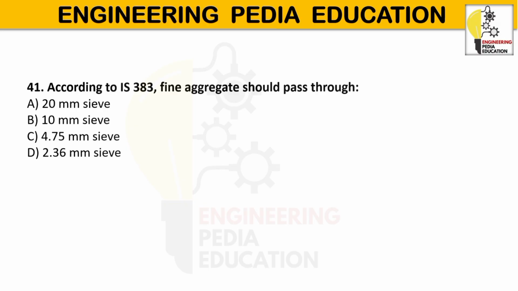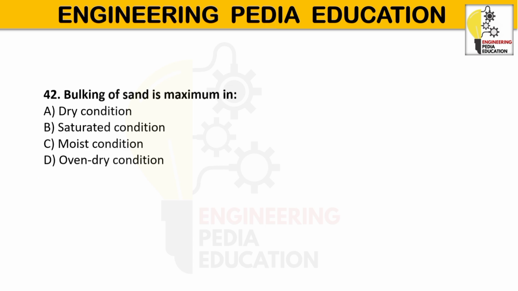According to IS 383, fine aggregate should pass through 20 mm sieve, 10 mm sieve, 4.75, 3.26. So the correct answer is 4.75 mm sieve, and material retained on this is called coarse aggregate. Bulking of sand is maximum in dry condition, saturated condition, moist condition, oven dry condition. So the correct answer is moist condition. Due to the moisture content, bulking of sand is increased.